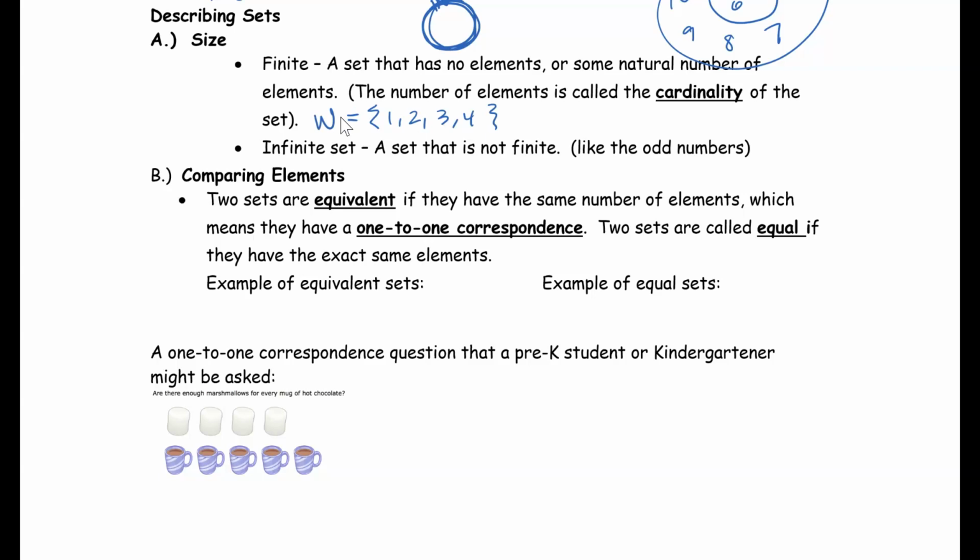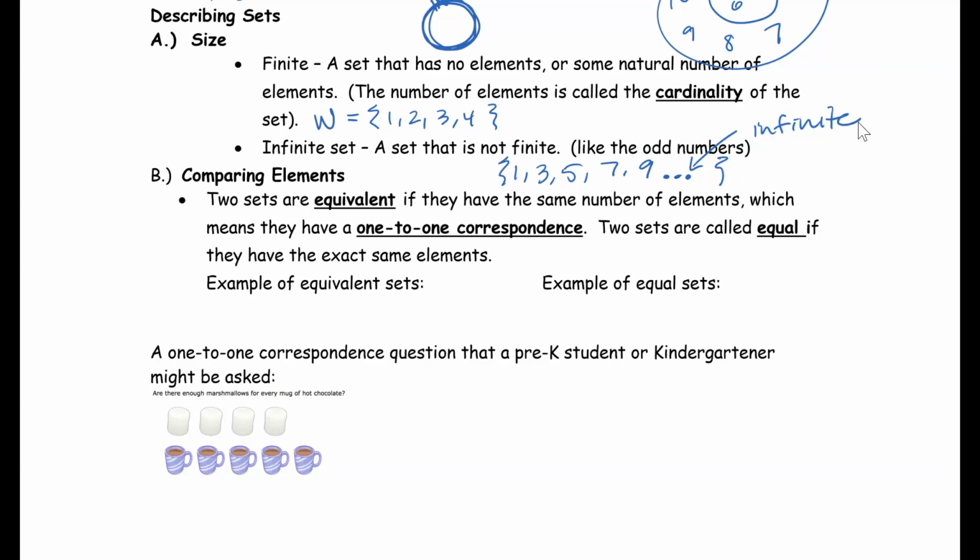An infinite set is one that goes on forever, like the odd numbers. So I could write down 1, 3, 5, 7, 9, and anytime you see an ellipsis or the 3 dots, this just shows you that it's infinite.